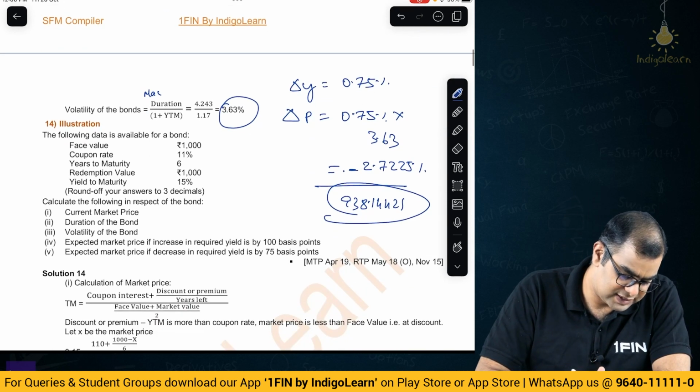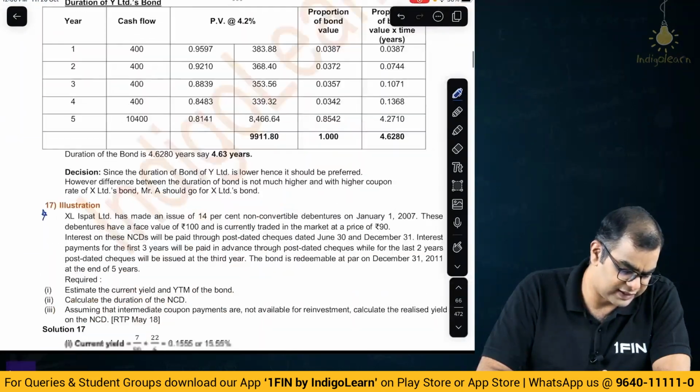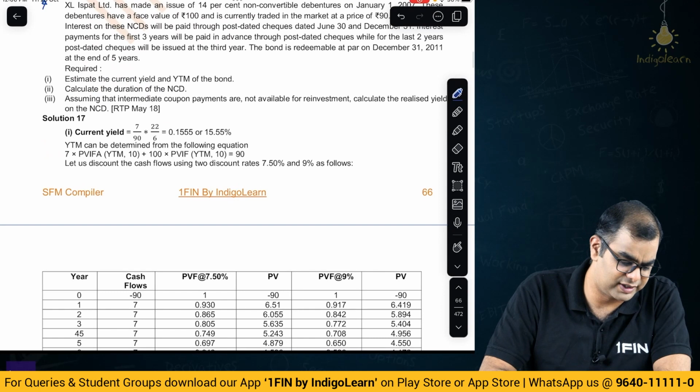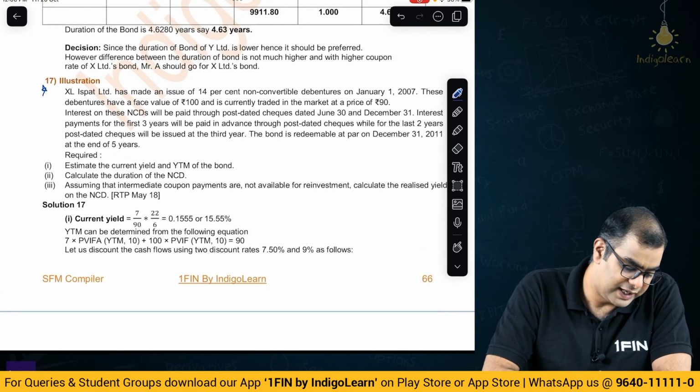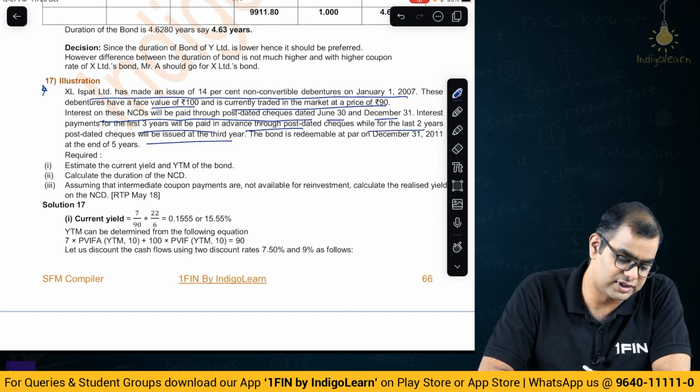Okay, coming next, let us move to the next question. Next question that I have highlighted. I have pre-highlighted all these questions so that we need not waste time. Excel Ispat Limited has made an issue of 14% NCD on Jan 1st, 2007. These debentures have a face value of 100 and are currently traded in the market at a price of 90. Interest on these NCDs will be paid through post-dated checks dated June 30th and December 31st. Interest payments for the first 3 years will be paid in advance through post-dated checks, while for the last 2 years, post-dated checks will be issued in the third year.